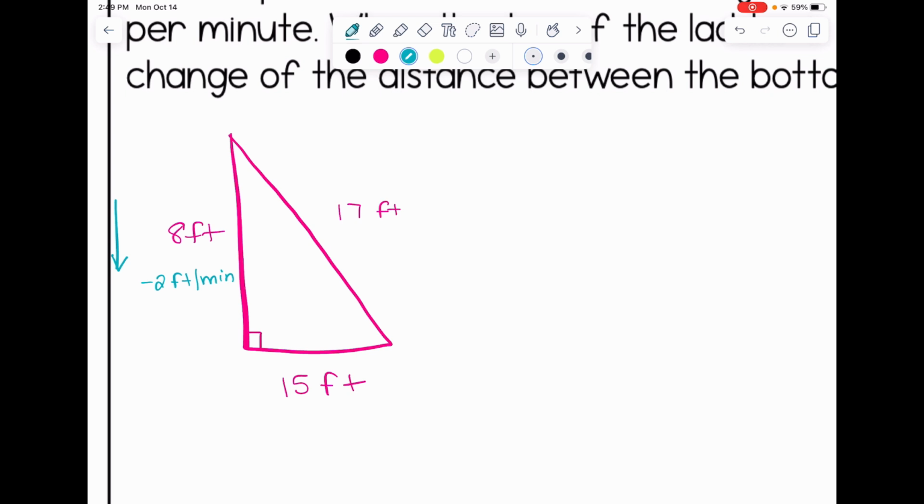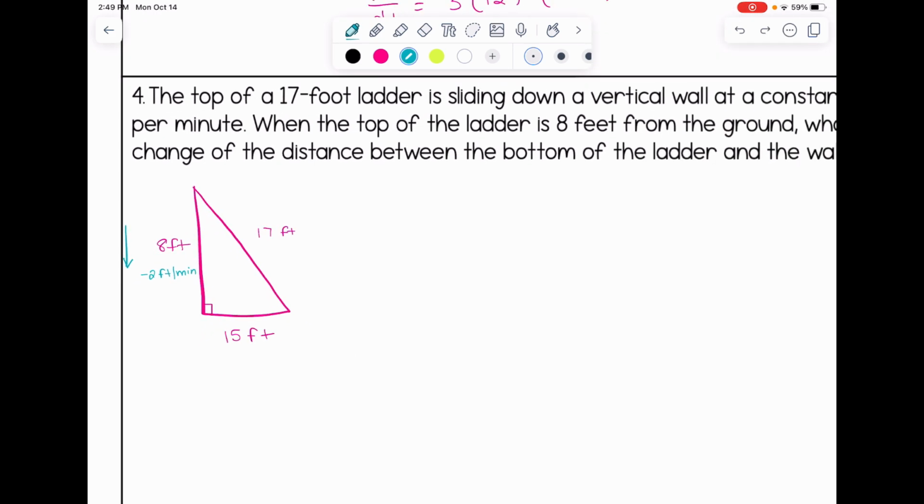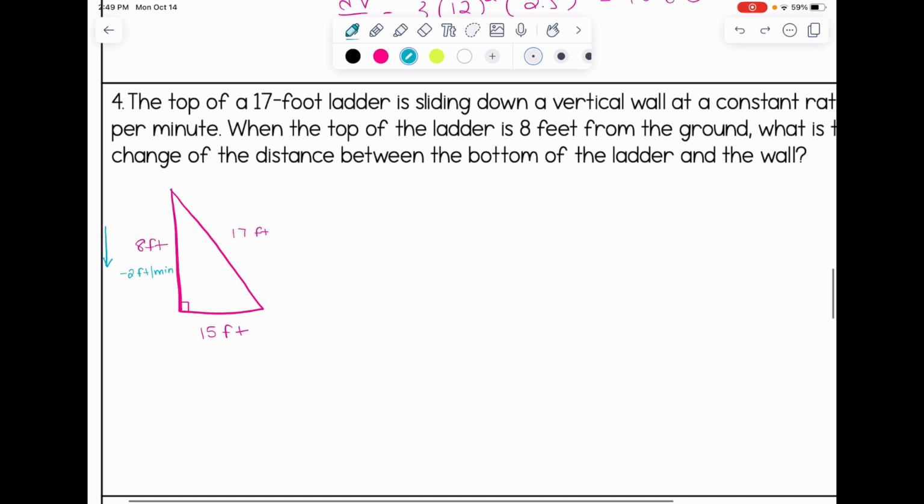As the height decreases, picture the ladder. The distance of the base of the ladder from the wall is going to be increasing. So that's a new rate, and that's what we're being asked for. It says, what's the rate of change of the distance between the bottom of the ladder and the wall? We don't know what that is, so we're trying to find that.